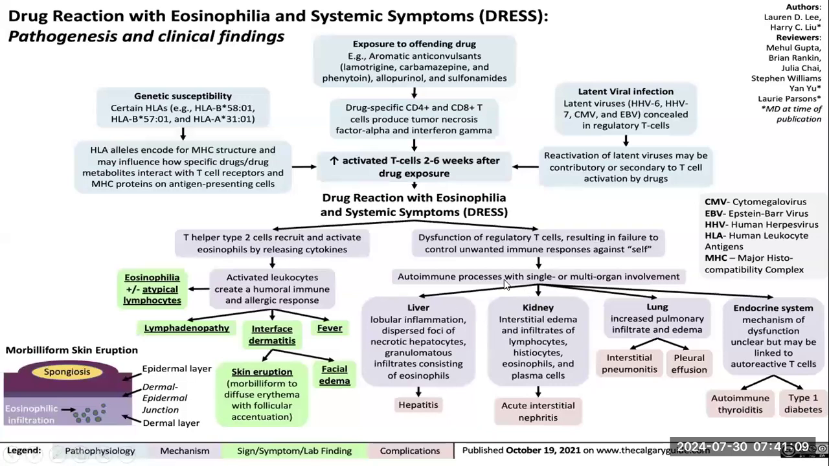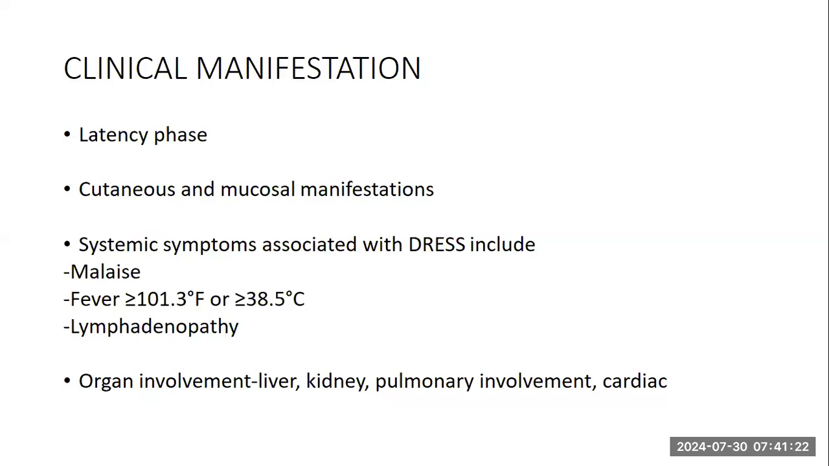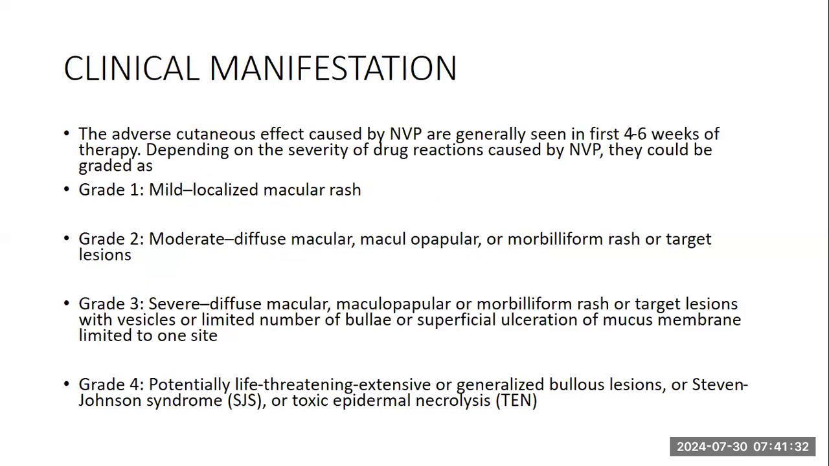And there's another pathway where the other organs can be involved, that will give you hepatitis, acute tubulointerstitial nephritis, and you can even end up getting autoimmune thyroiditis and type 1 diabetes. The other clinical pattern is the latency phase, where you start with the drug and then the rashes start occurring, then you move to systemic involvement. As for the grading, I've already made mention of that in case you are looking at nevirapine.